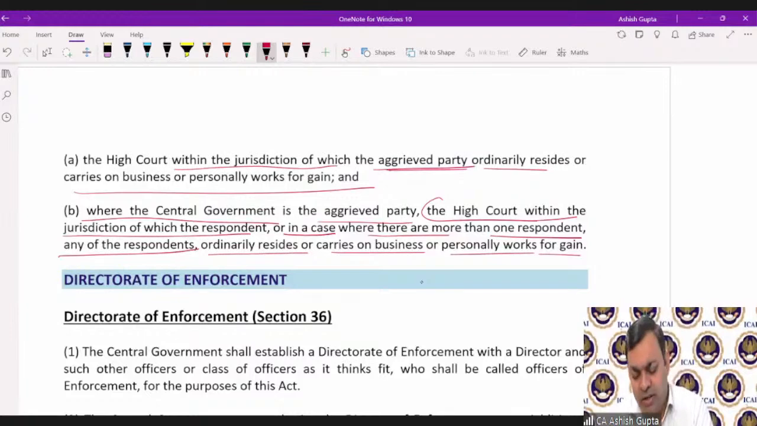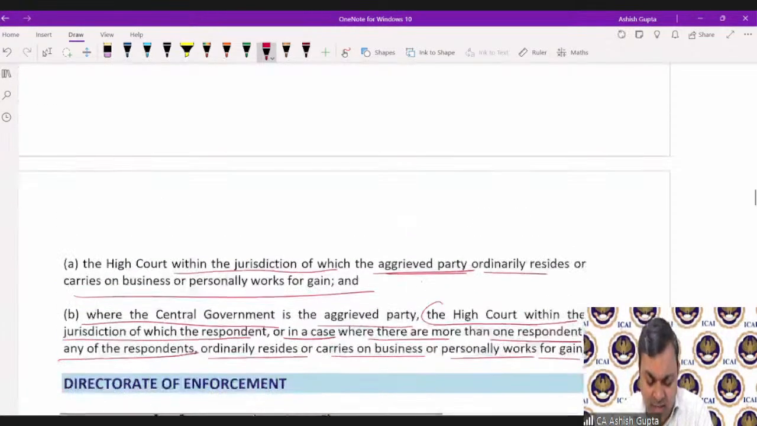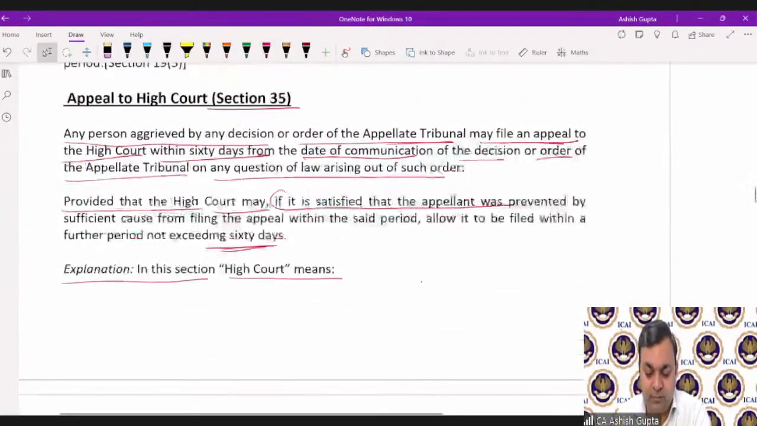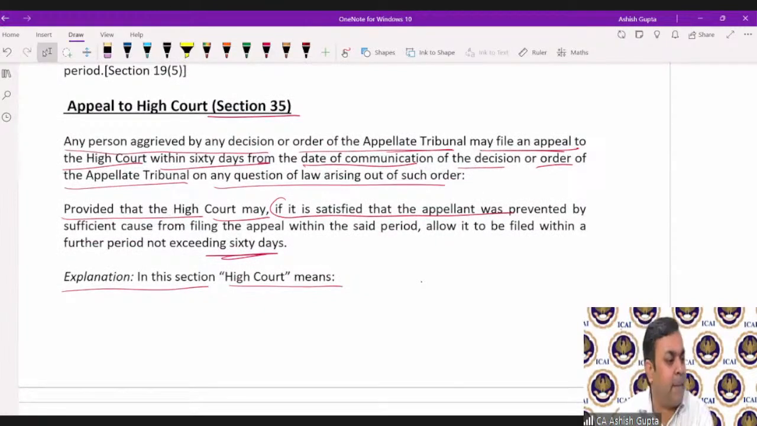So that is all of the penalty part, procedure part, and appeals part. I think that is clear.